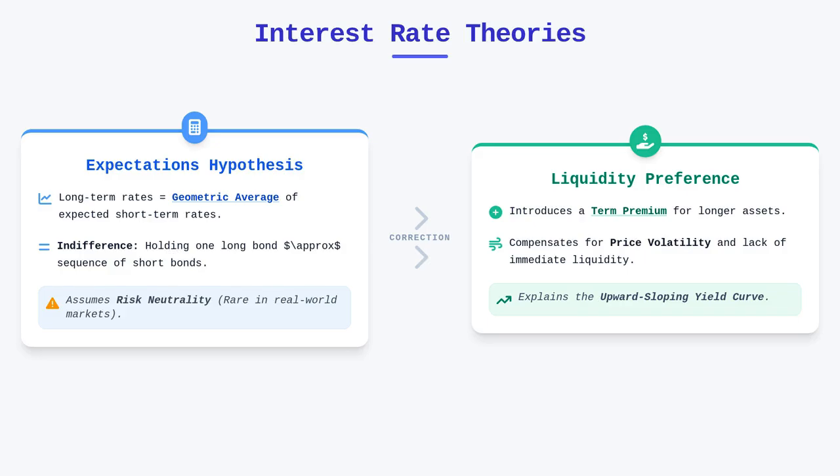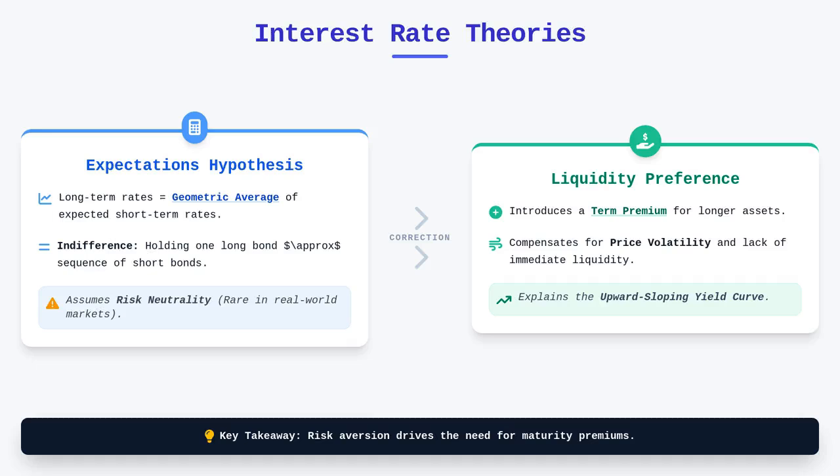Consequently, this theory explains why yield curves are often upward sloping, as the term premium must increase as the duration of the debt grows longer to entice market participants.